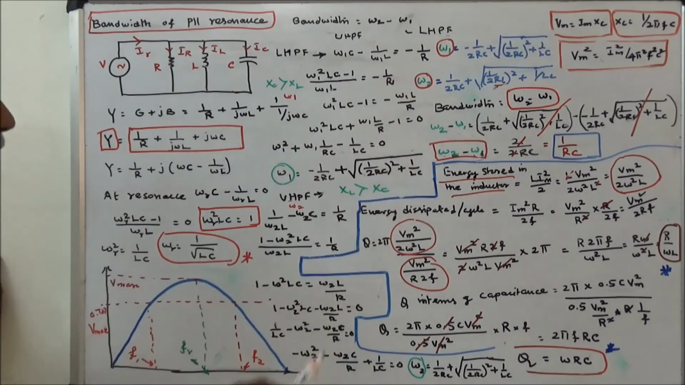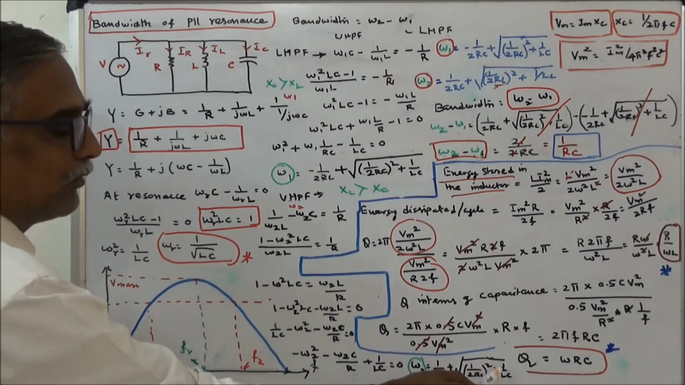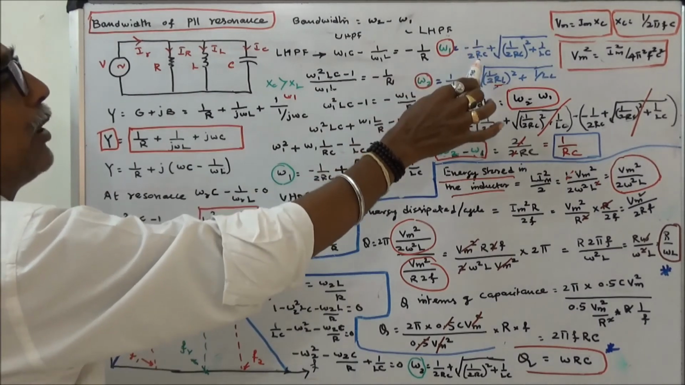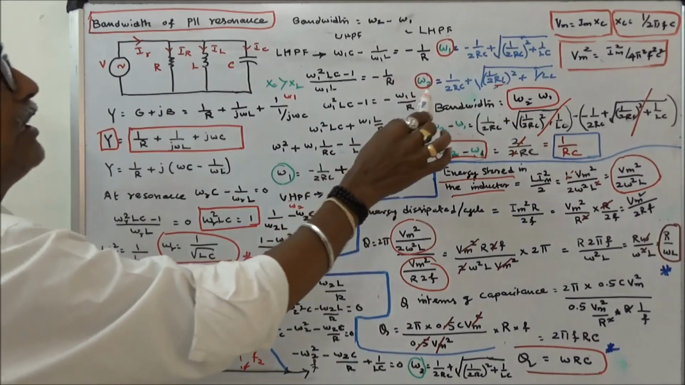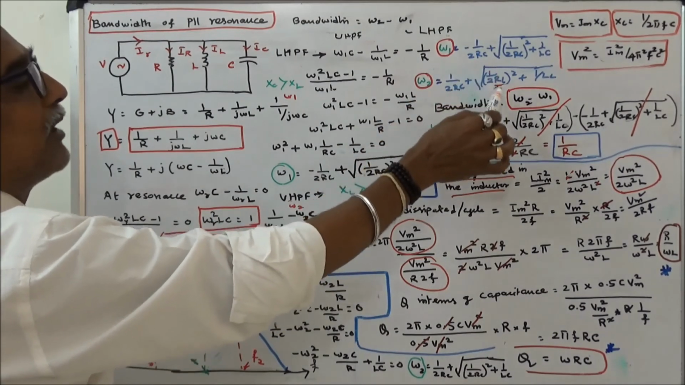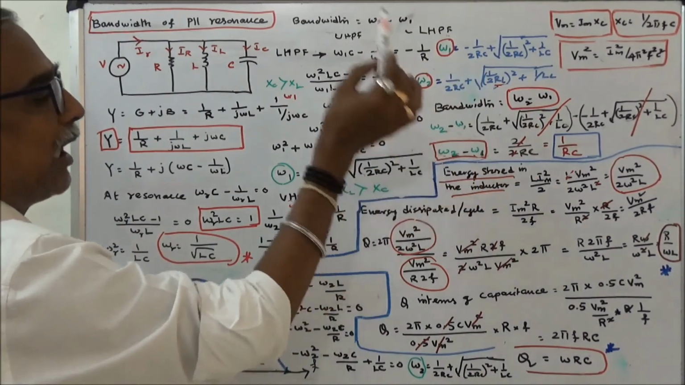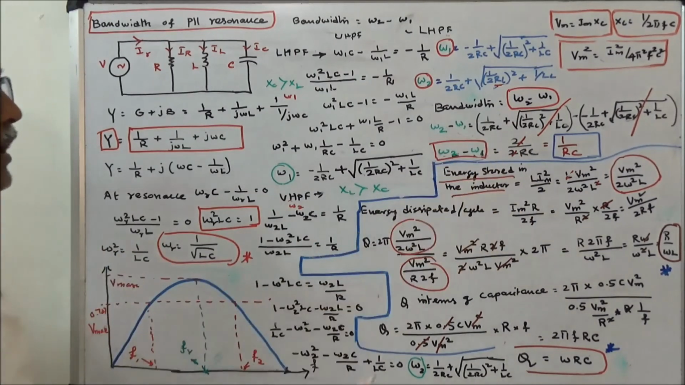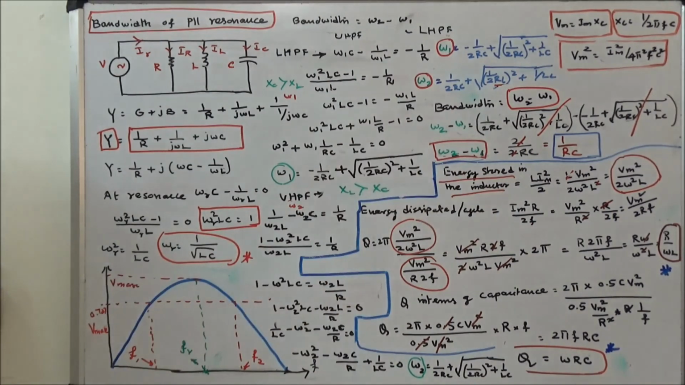Omega 2 is equal to 1 by 2 RC plus root of 1 by 2 RC the whole square plus 1 by LC. Therefore, omega 1 is equal to minus 1 by 2 RC plus root of 1 by 2 RC the whole square plus 1 by LC. Bandwidth is equal to omega 2 minus omega 1. Omega 2 minus omega 1 is equal to 2 divided by 2 RC. The 2 gets cancelled. The bandwidth omega 2 minus omega 1 is equal to 1 by RC. Thanks for listening.